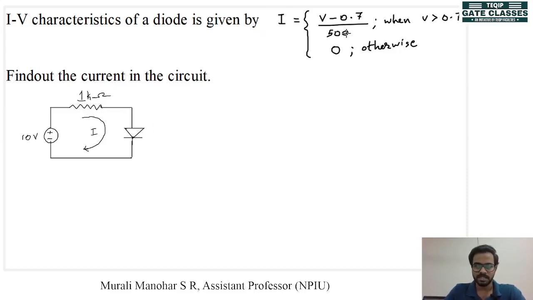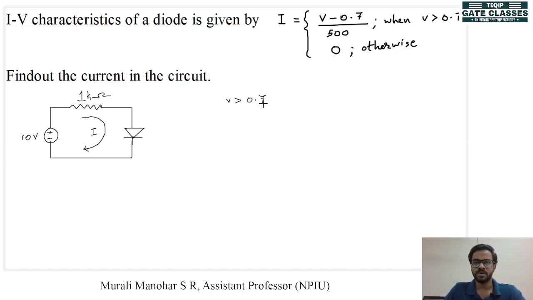From this characteristic we can say that this is a silicon diode, because there is a current when the voltage across the diode is greater than 0.7, and when it is less than 0.7 the current is 0. This is a silicon diode, right? So the characteristic equation for the diode is I equal to (V minus 0.7) divided by 500. So let's say that the diode is forward biased, that is V is greater than 0.7.